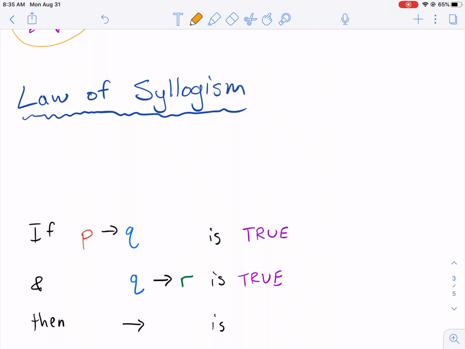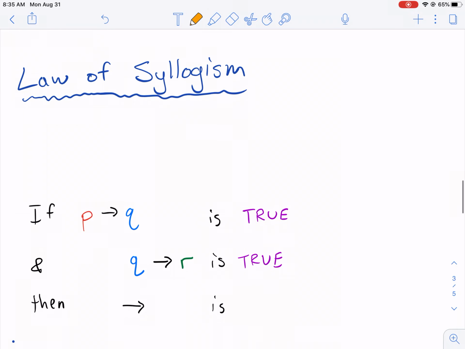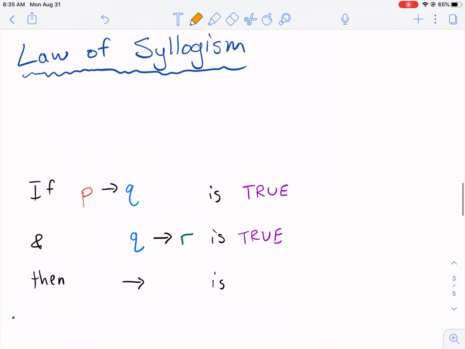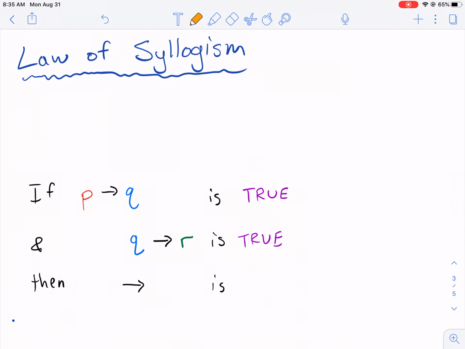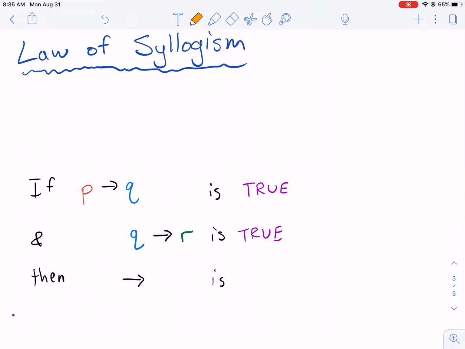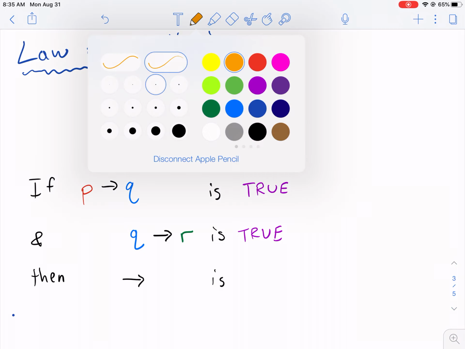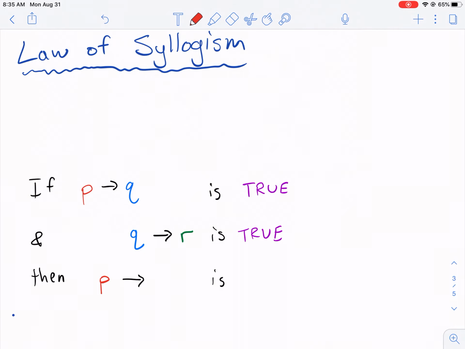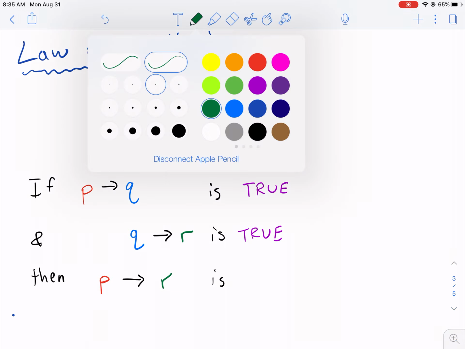Okay, using the law of syllogism. So law of syllogism is all about a sequence of events. So the sequence of events is like this. If P then Q is true, and Q then R is true, then P then R is true. Think of this as like connecting two true conditional statements, where the conclusion of one becomes the hypothesis of the other.